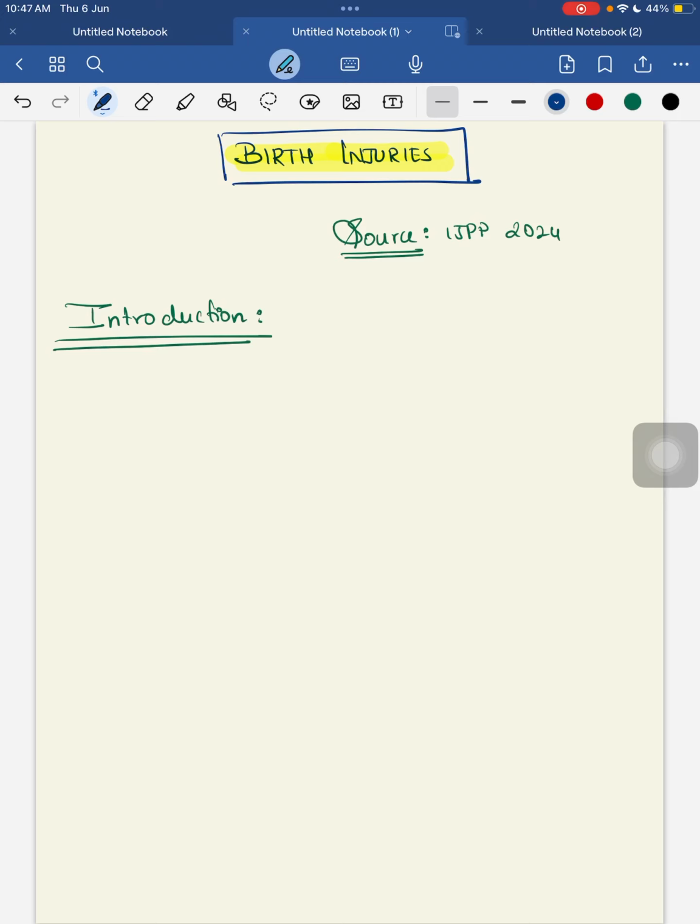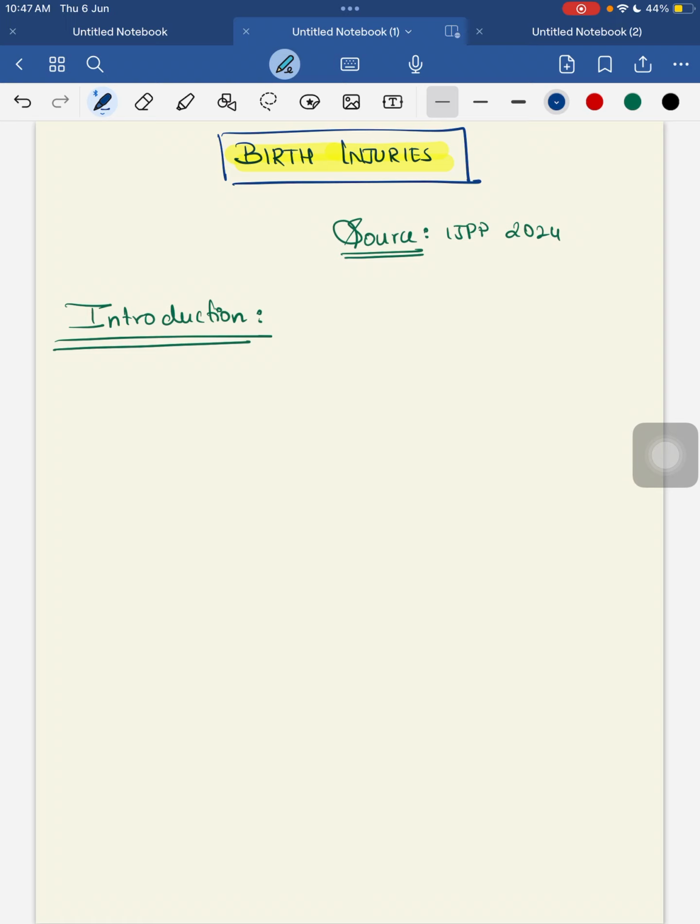Today let's discuss a very important 5-mark question, that is our birth injuries. This is your important 5-mark question in your university exam, both for UG and also for PG. Starting off with the introduction, I've taken every note from our IJPP 2024 article only.